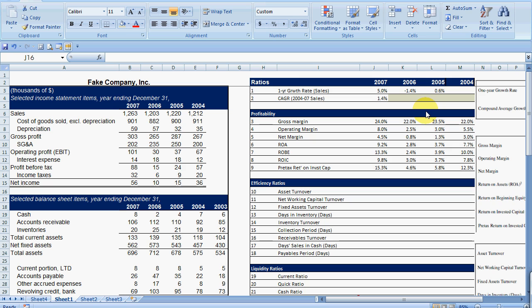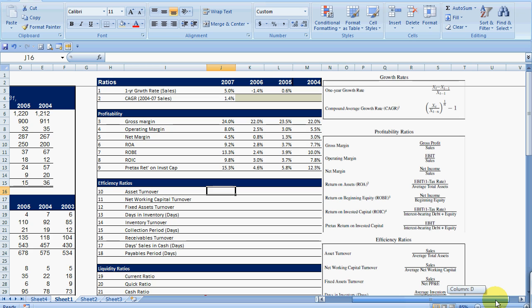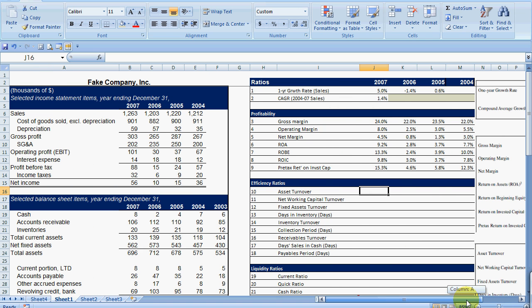The first one is asset turnover. We can go over to our cheat sheet, which you can print out as well. It's our sales over average total assets, so sales divided by average total assets. Then we have net working capital turnover, where again we take our sales divided by average net working capital.